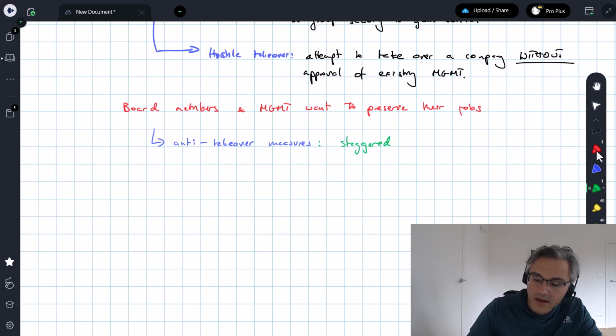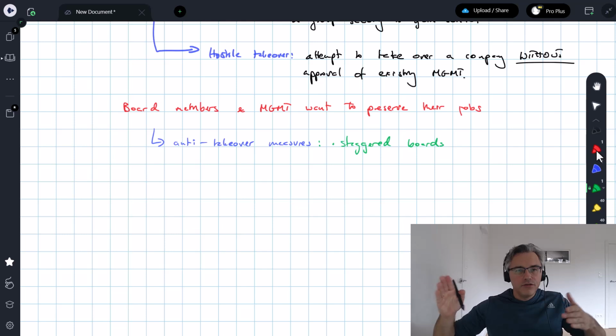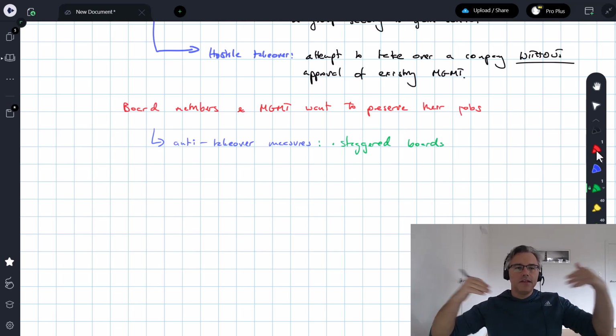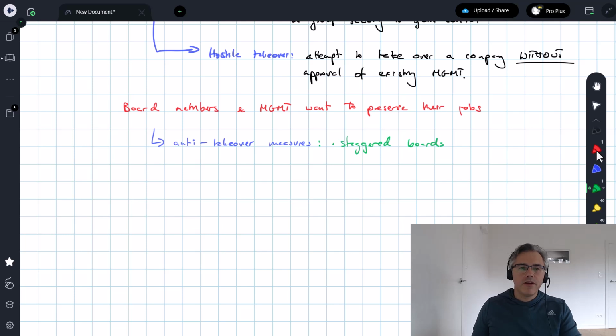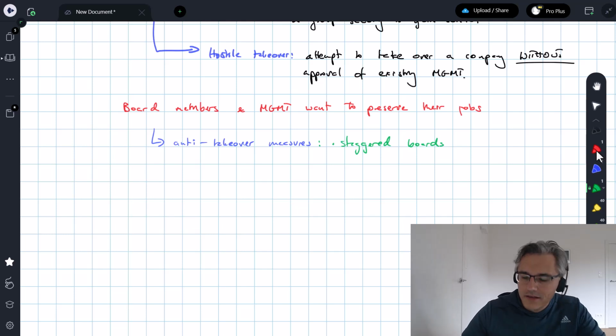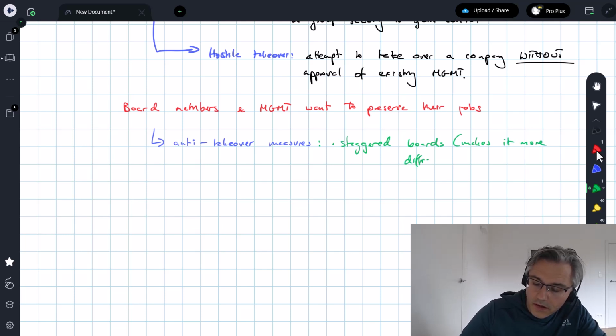We discussed them some time ago in a previous video. Staggered boards is where you don't, during one vote, ever replace the entire board of directors or vote for them afresh because they have staggered terms. So maybe you only replace half the board in 1 year and the next half in another year. And this makes it more difficult to replace the entire board.